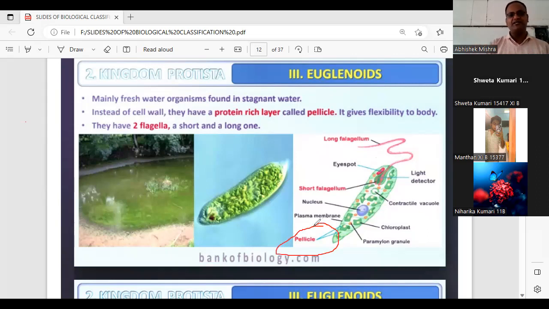And what is the function of this pellicle? It gives flexibility to the body. And they have 2 flagella, a short and a long one. Okay. So this is the case with the euglenoids. Once again, what is the function of the pellicle? The pellicle gives flexibility to the body. That means when the Euglena shows movement, that flexibility is provided by the protein-rich layer, that is the pellicle.